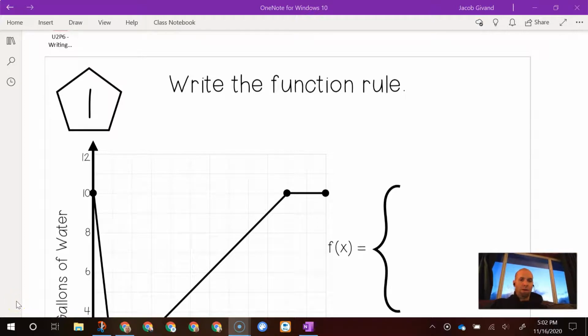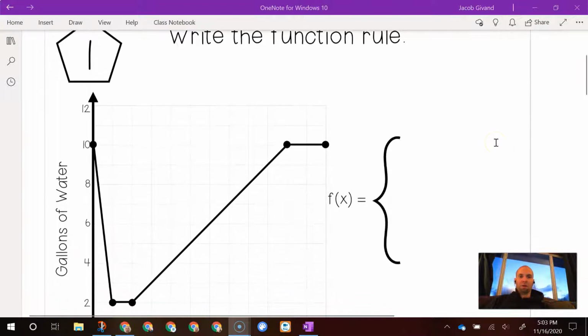Hey class, I wanted to make a quick video just because I've been getting some questions about writing piecewise function rules. So I thought why not actually use one of the assignments as our example. I have up U2P6, which just means Unit 2, Practice 6. And this is from the final week's folder in the Unit 2 materials.